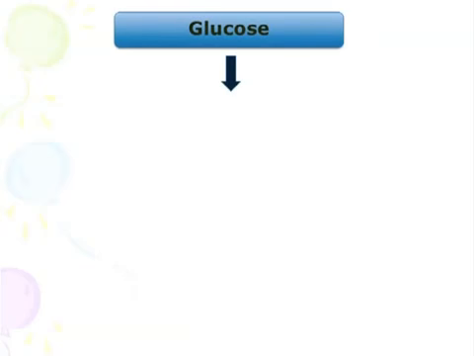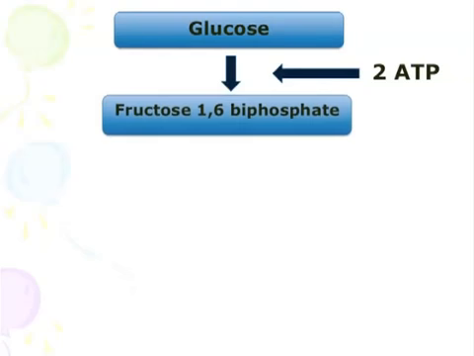So to look at it more specifically, we have glucose. 2 ATP are put into glucose, and you end up with fructose 1,6-bisphosphate. So glucose, when it rearranges, becomes fructose. And then when you add the 2 ATP, the 2 ATP go in, 2 ADP come out, and the phosphates are attached, hence the bisphosphate. So the bisphosphate means the 2 phosphates are attached to the fructose.